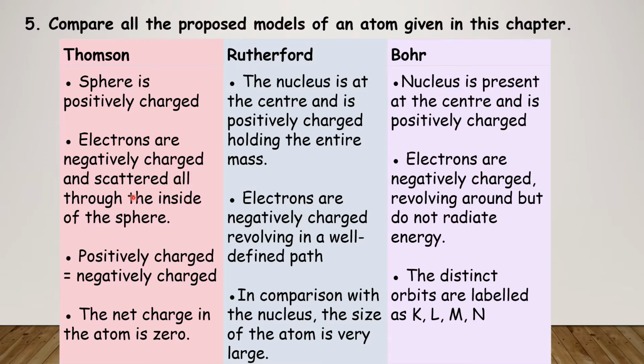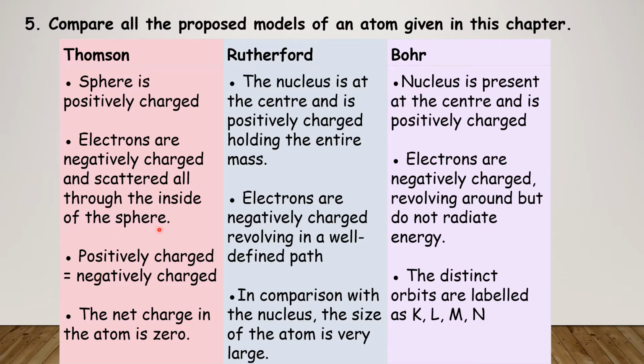Electrons are evenly distributed. In the case of Rutherford, electrons are negatively charged, revolving in a well-defined path. In Bohr's model, electrons are negatively charged and revolving around, but do not radiate energy. That is the difference between the Rutherford model and Bohr's model. Because in the Rutherford model, he couldn't explain the stability of the atom. But Bohr's model could explain it, because the electrons do not radiate energy and so they have stability.